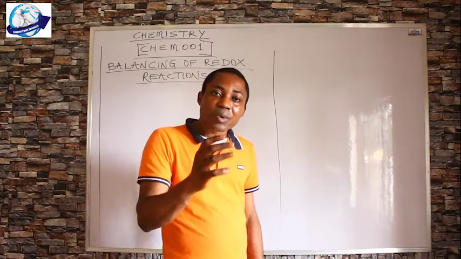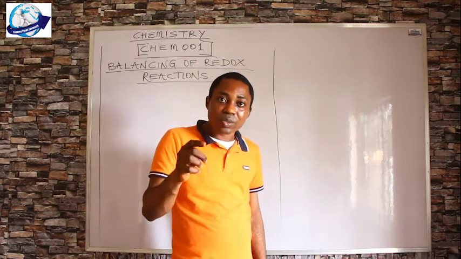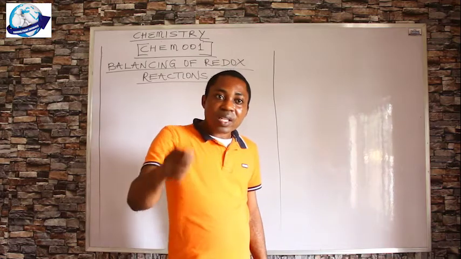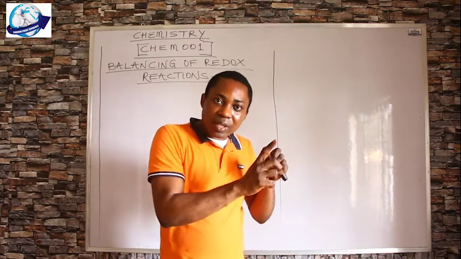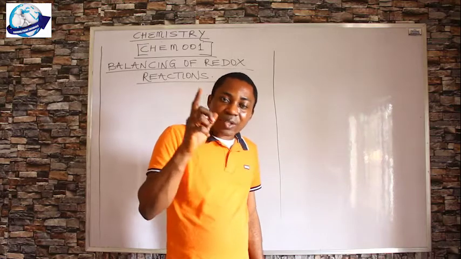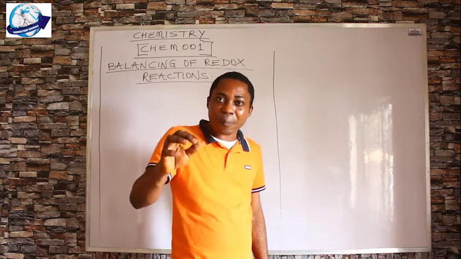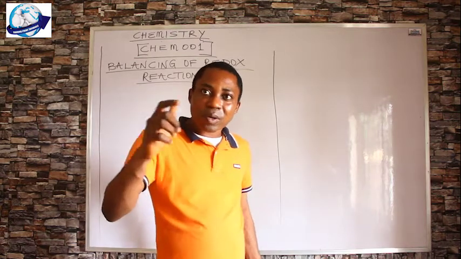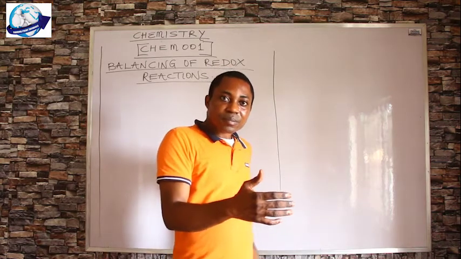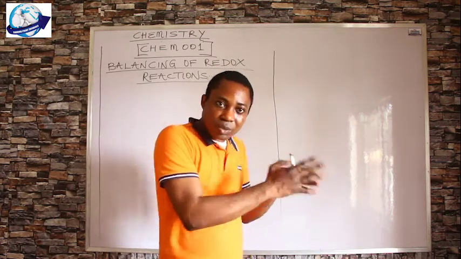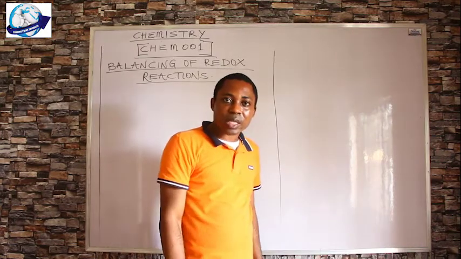Let me go again. In acidic medium, one H2O is used to balance each oxygen atom. At the same time, one hydrogen ion, that is H+, should be used to balance each hydrogen atom on the deficient side of the equation. This means that for the side that lacks oxygen, you use H2O to balance up that side.